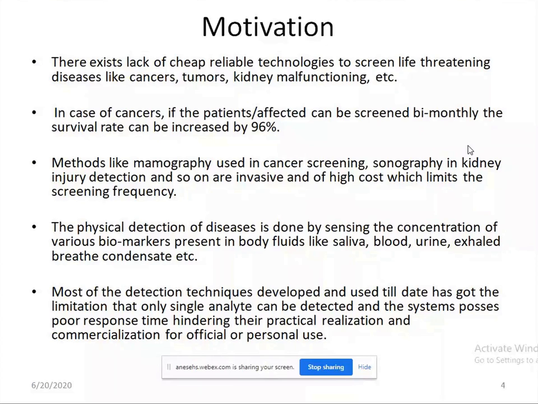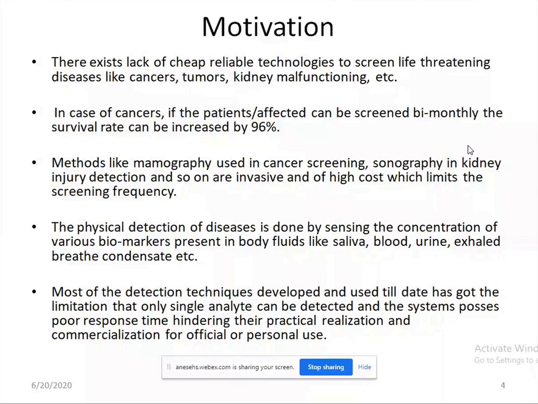Right now, this is not possible. This is because we do not have a cheap or reliable technology that can be used for it. For example, a diabetic person has glucose sticks that can be used at home. So this is like personal healthcare equipment. Without the help of any clinicians or doctors, we can test our glucose levels.